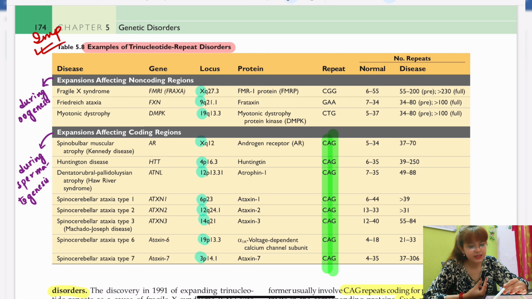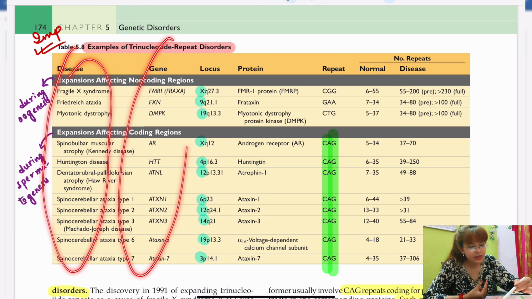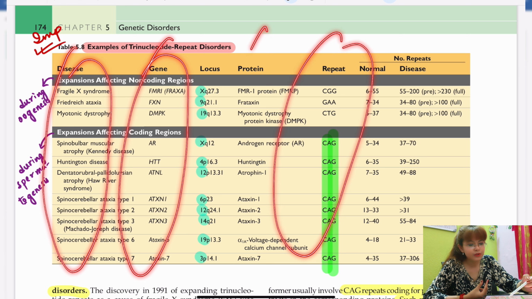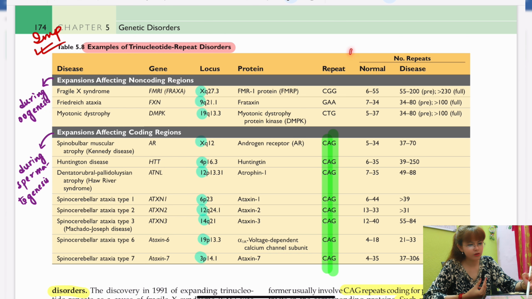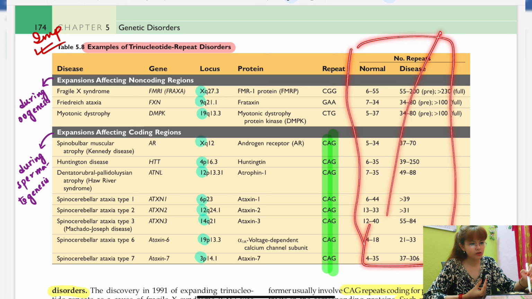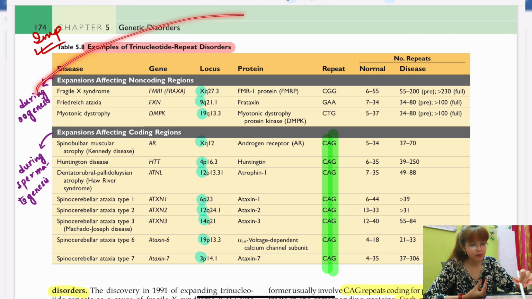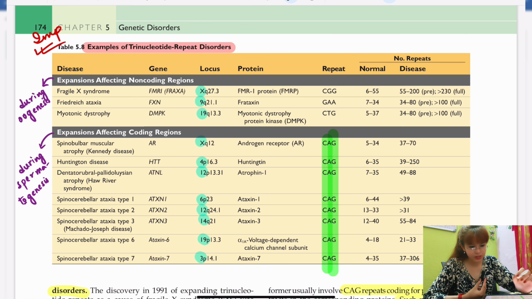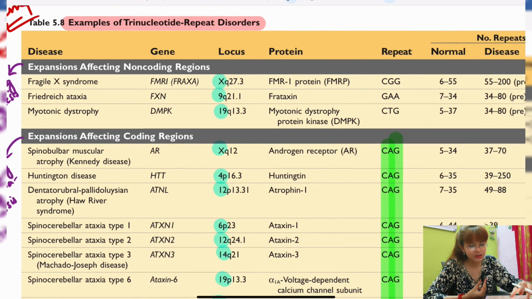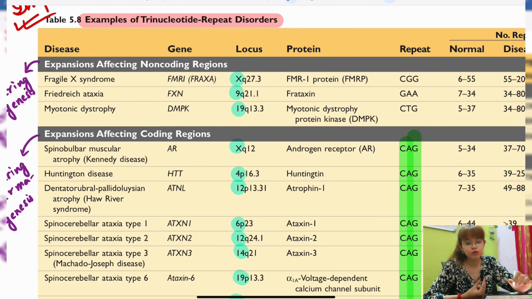Now, these diseases, the genes, the repeats, the proteins and the locus, all of this is very important. You may not remember all of it, but this portion is very important. It is also very simple. For the locus, you don't have to remember the entire thing; you can just remember the chromosome.